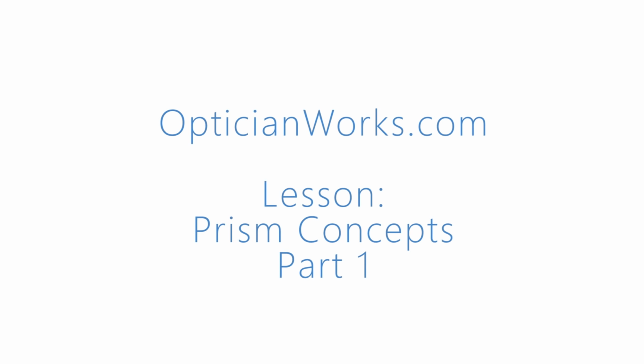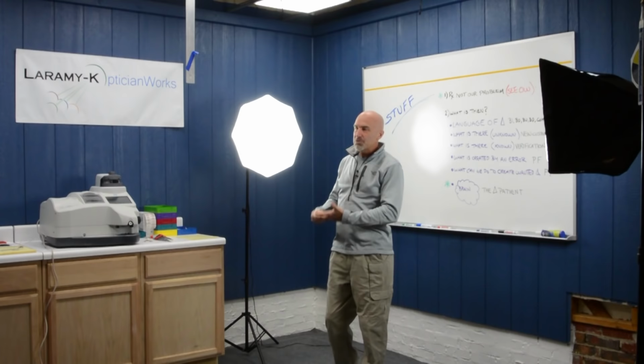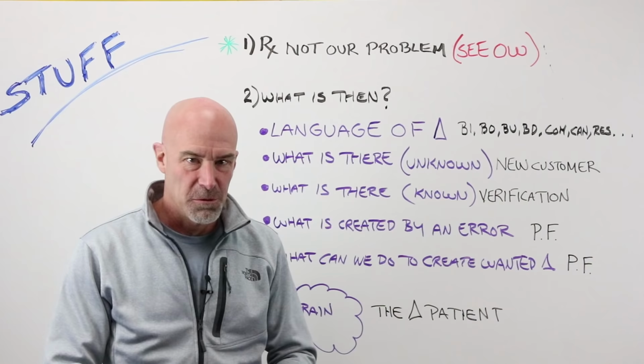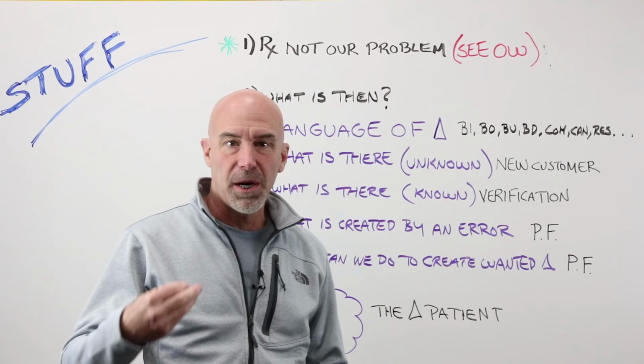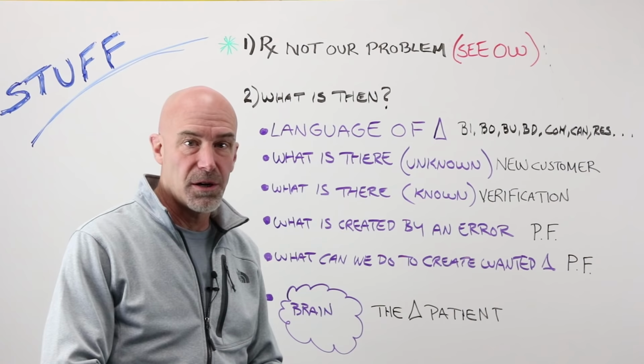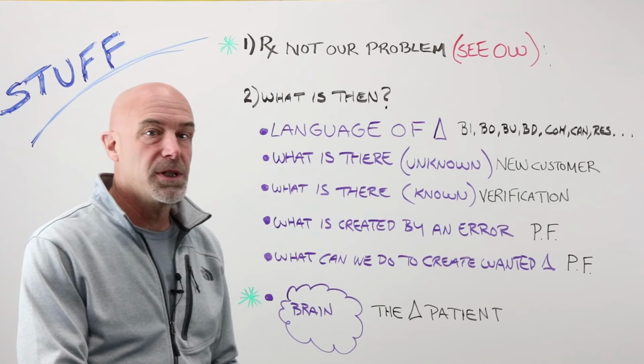Number one, the prescription for Prism isn't really our problem. That's up to a doctor, a refractionist, a practitioner, someone who has the tools and the knowledge necessary, mostly a phoropter, to determine what a person needs in order to have everything align correctly.